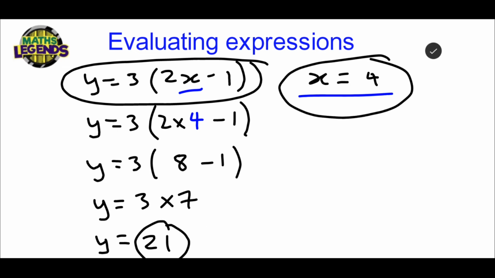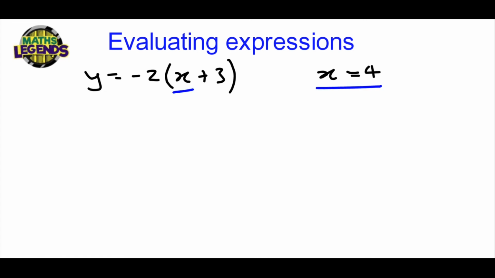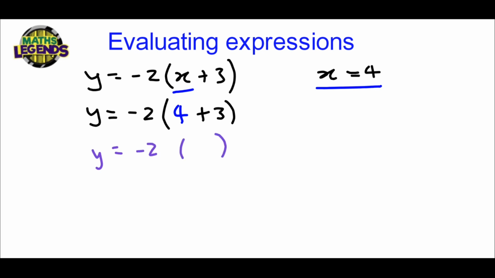Let's look at another example. y equals minus 2, x plus 3, and x is equal to 4. So as we know the value of x, which is 4, we replace all places where we see an x with 4. So y equals minus 2 bracket, x we replace with 4, plus 3. We then simplify, so y equals minus 2, and we do the bracket first, so 4 plus 3 is 7.